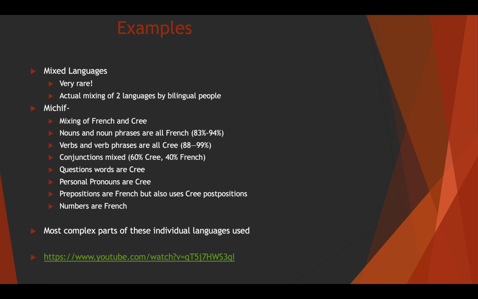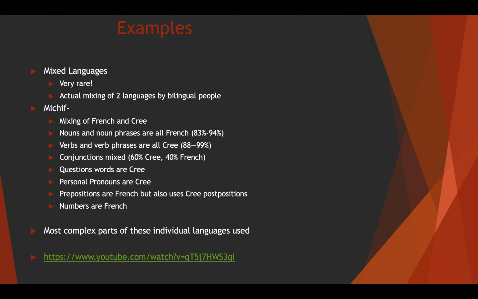And so now we get to mixed languages. And again, they are very rare. There are very few mixed languages in the world, actual mixed languages. And it is exactly what it says. It's an actual mixing of two languages by bilingual people. Both groups speak both languages, and together they found a way to combine them. So here in North America, there's a mixed language called Michif. Michif is a Native American language that is the mixing of French and Cree, the Cree language.